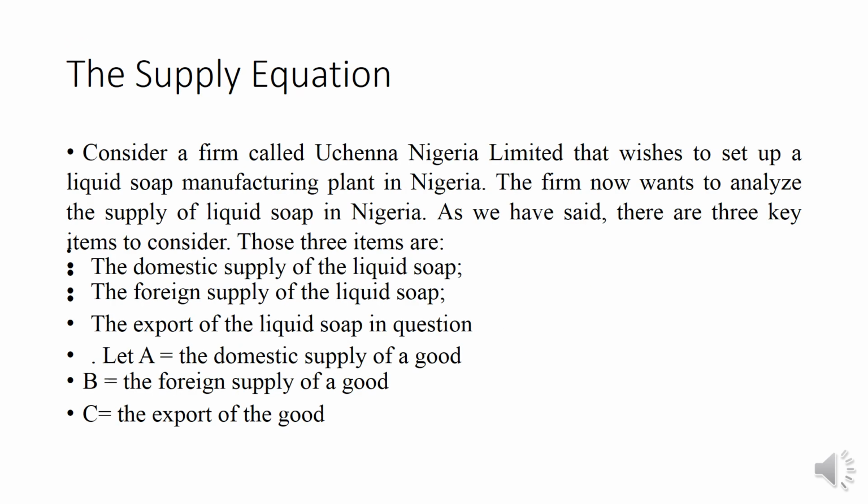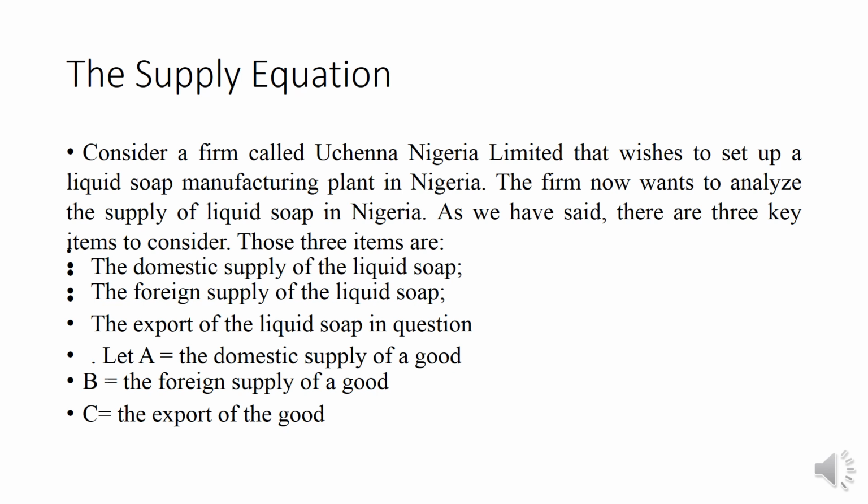The supply equation. Consider a firm called Instructional Nigeria Limited that wishes to set up a liquid soap manufacturing plant in Nigeria. The firm now wants to analyze the supply of liquid soap in Nigeria. As we have said, there are three key items to consider. Those three items are the domestic supply of the liquid soap, the foreign supply of the liquid soap, and the export of the liquid soap in question.